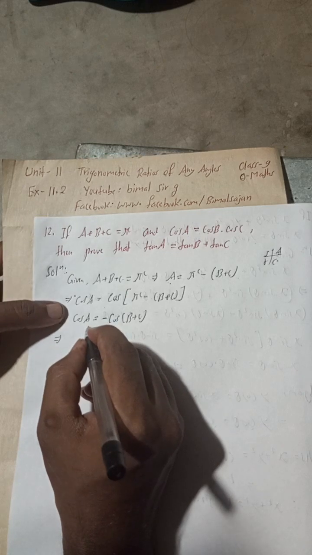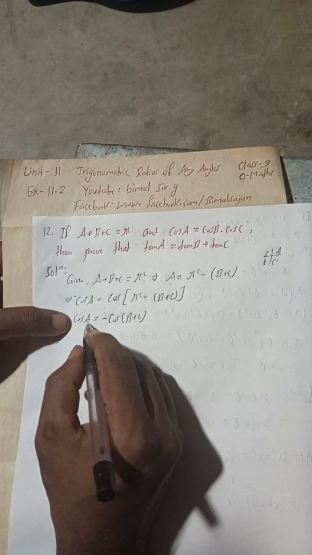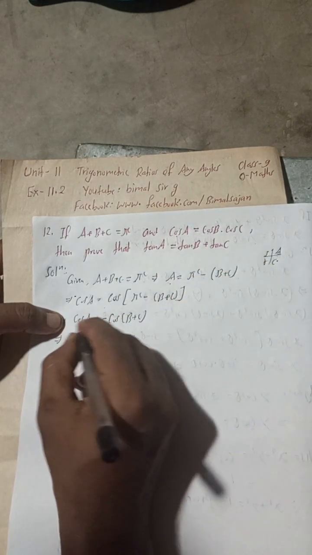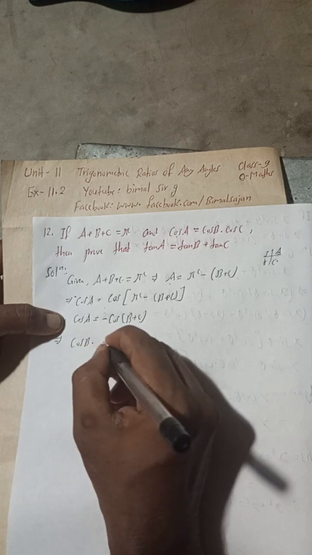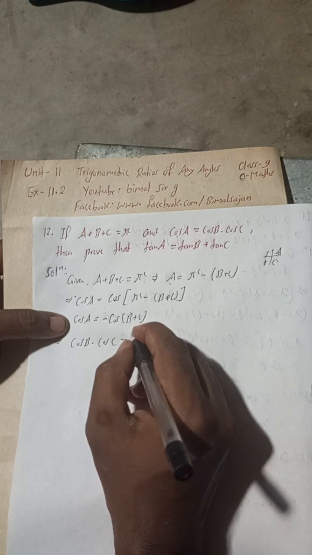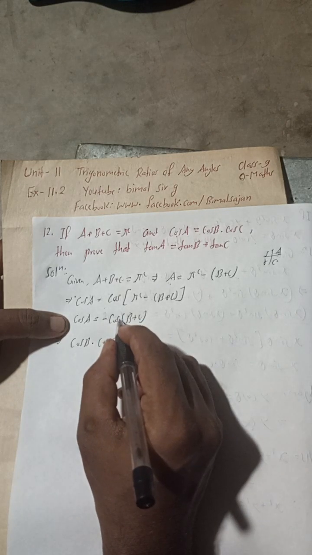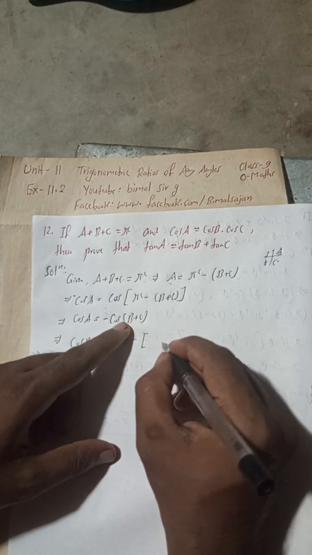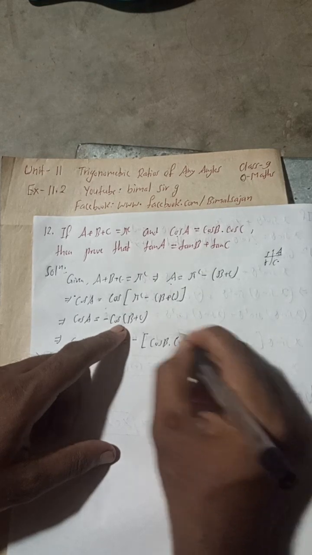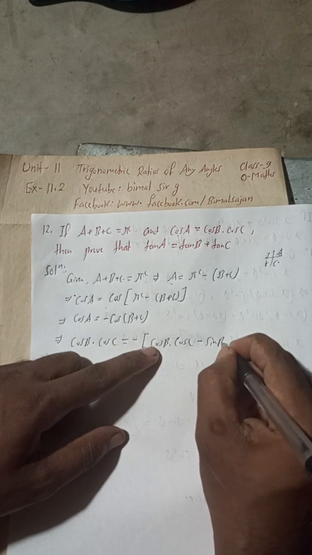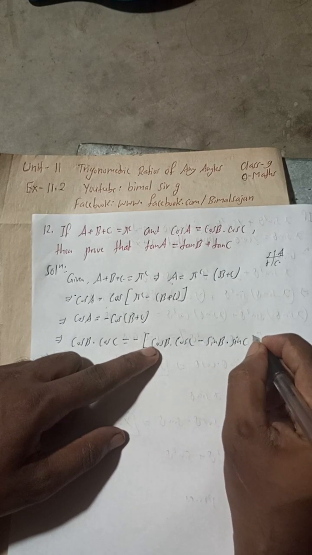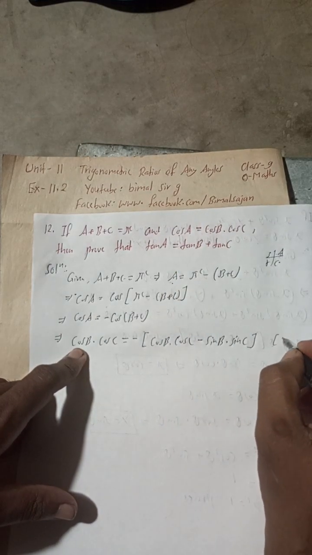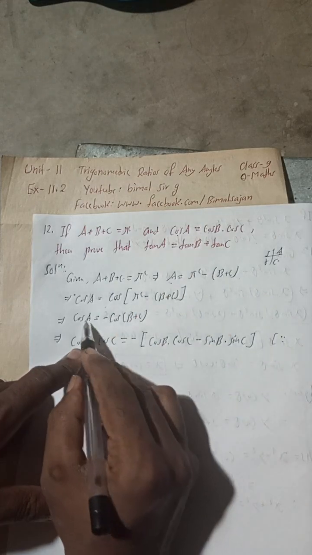Now here, cos a is equal to minus cos of b plus c. It is given that cos a is equal to cos b into cos c, so in place of cos a write cos b into cos c is equal to minus cos of b plus c. Now write the formula for cos of b plus c, which is cos b into cos c minus sin b sin c. The reason is because cos a is equal to this.